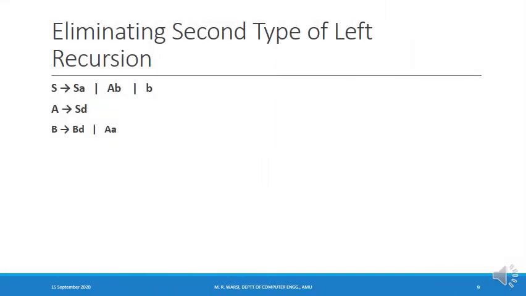Let us now discuss elimination of the second type of left recursion, that is left recursion in more than one step. I'll explain the algorithm using an example. The example that we have taken is shown over here. In this grammar, there are three variables, capital S, capital A, and capital B. And at this place in the grammar, there is immediate left recursion. And do we have left recursion in more than one step?